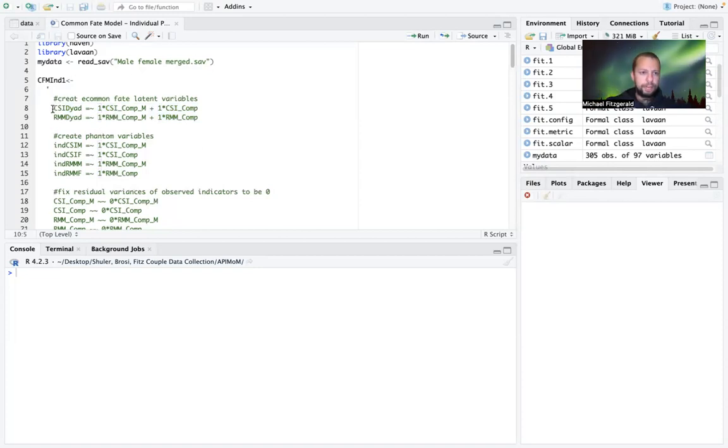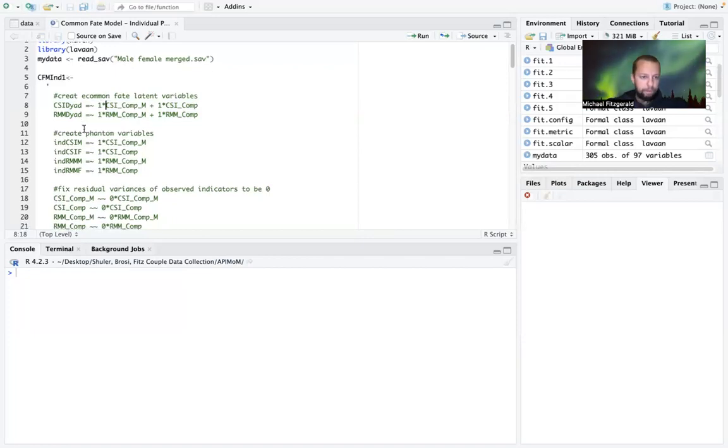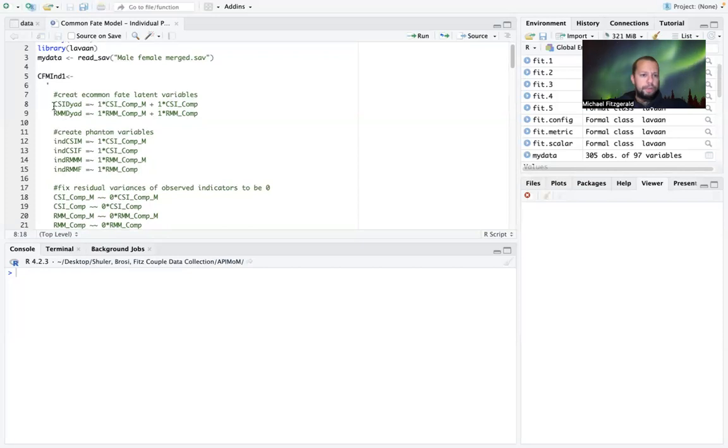That's going to be standard procedure in order for us to identify our model, because if these were freely estimated, we would have negative degrees of freedom and our model would be under-identified. In this situation, our model will be over-identified by a degree of freedom. Again, this will be identical to the traditional common fate.